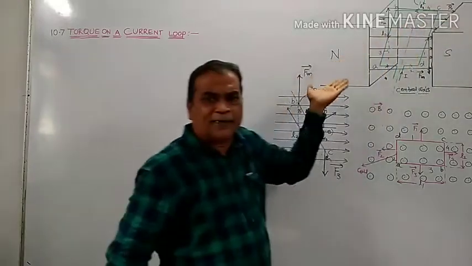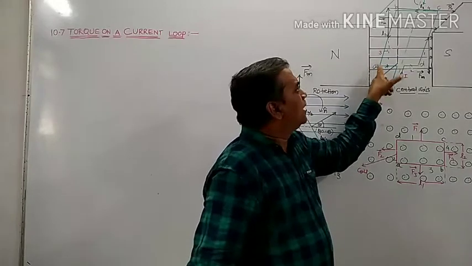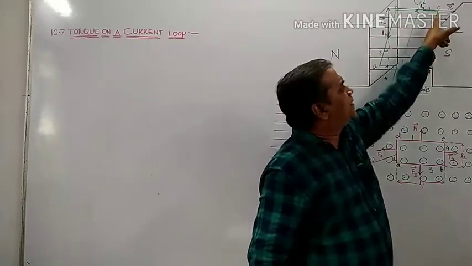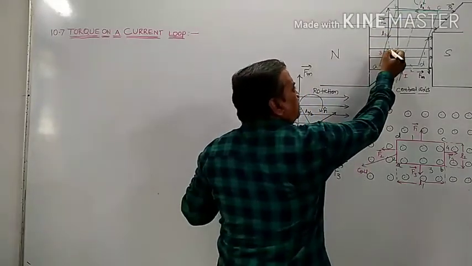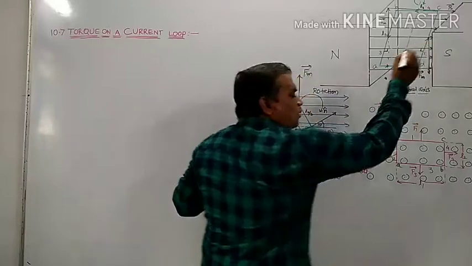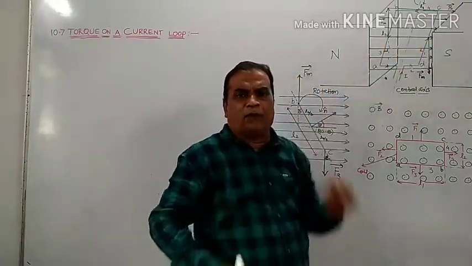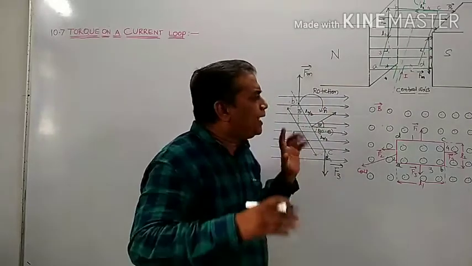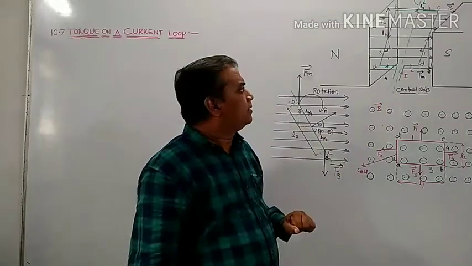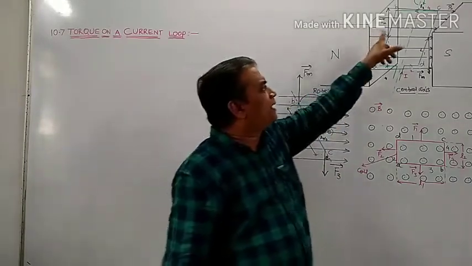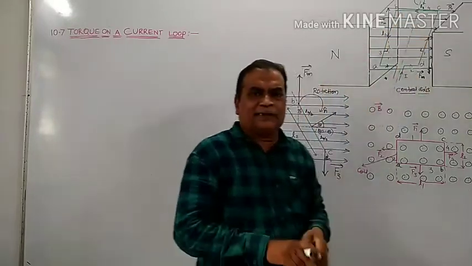It remains parallel to the direction of magnetic field B, such that the segments AB and CD of the loop are perpendicular to the direction of magnetic field. Now by using Fleming's right hand rule, we will determine the direction of magnetic force acting on segment AB and that of segment CD.